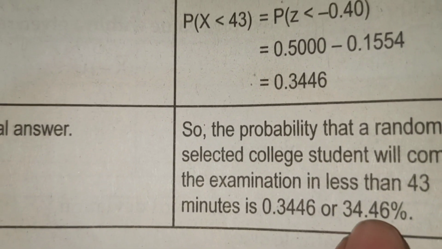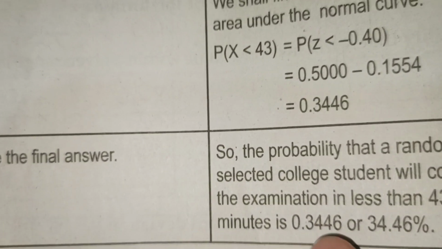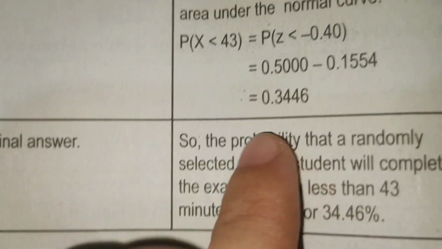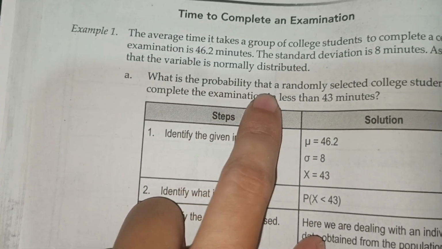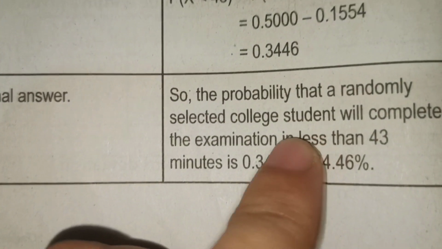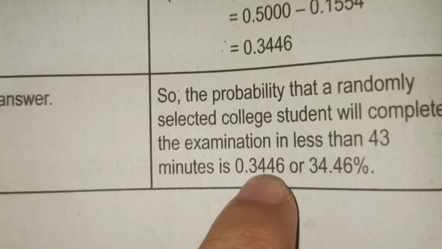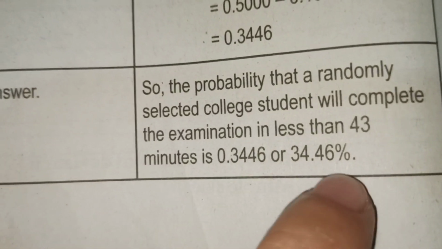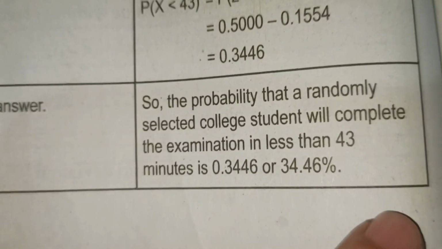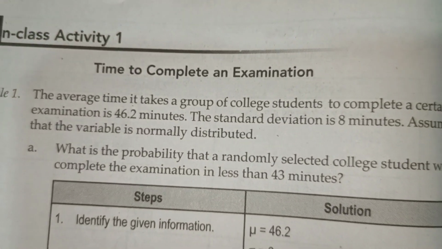or paano naging 34.46%? Usog niya lang ng 2 beses yung decimal point. 34.46%. Saan naman nakuha tong sentence na to? Ito, di ba ang tanong, what is the probability that the randomly selected student, gagawin niyo lang siyang sentence, hindi pa question. So, the probability that a randomly selected college student will complete the examination in less than 43 minutes is 0.3446 or 34.46%.